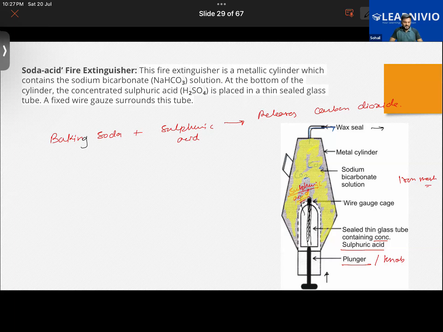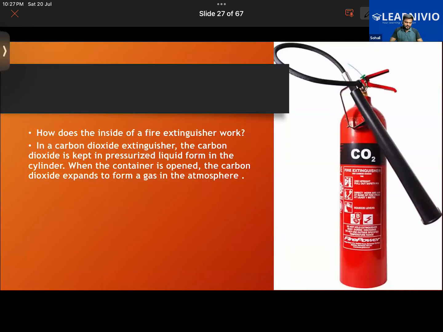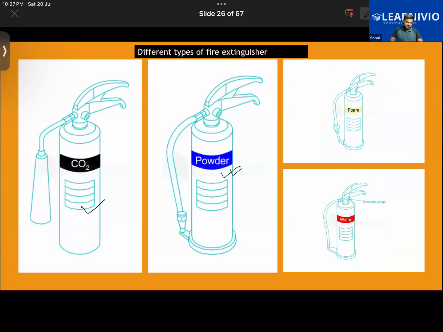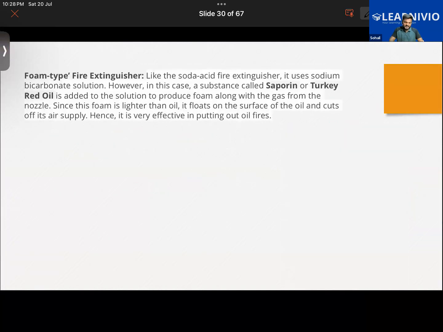Okay, now remember in the previous classes I have told you there's one more type. Right now we have learned about the powdered one. Previously we learned about the dry powder fire extinguisher, and we also learned about how carbon dioxide gas will be released. Right now, let's learn about the foam type of fire extinguisher, how that one works. So please read the given paragraph.